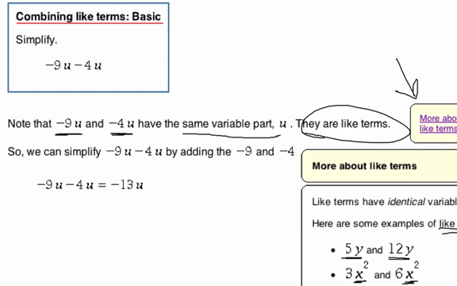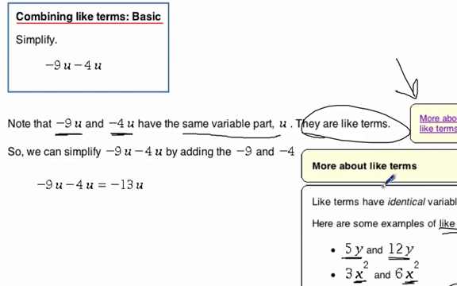Unlike terms are different. So the 8a and the 15b do not go together. They are separate. It's like apples and oranges, or in this case apples and bananas, A and B. Get it? They have to be the same fruit or the same variable part. 7w squared and 9w are not like terms. They're unlike.